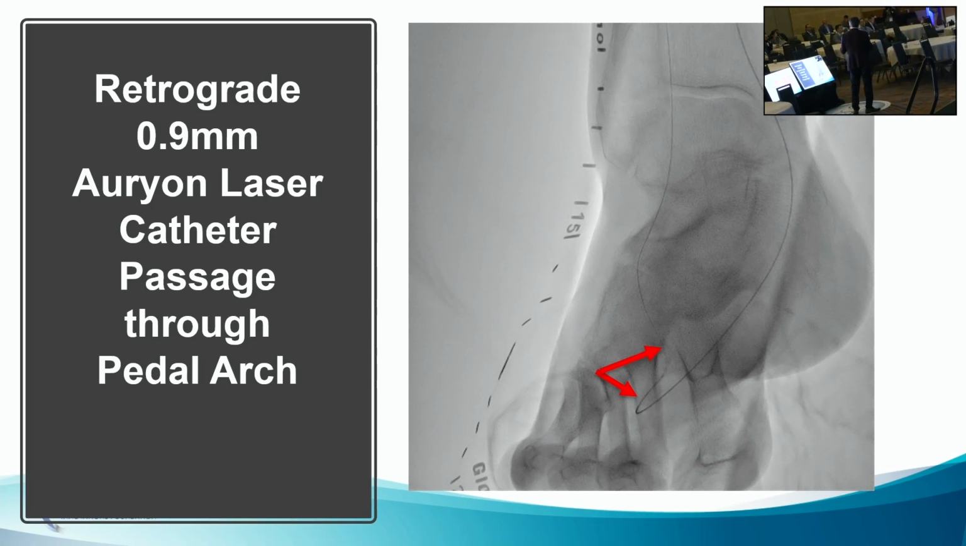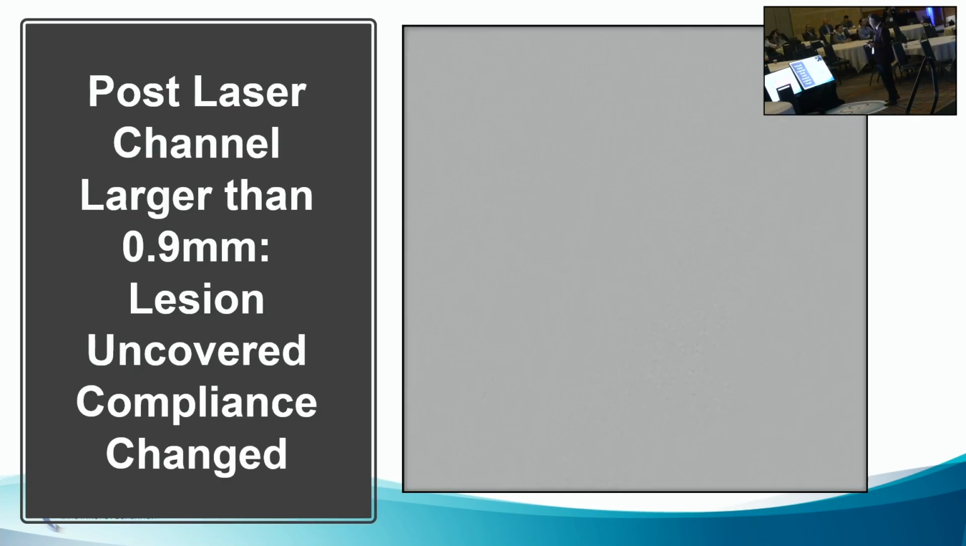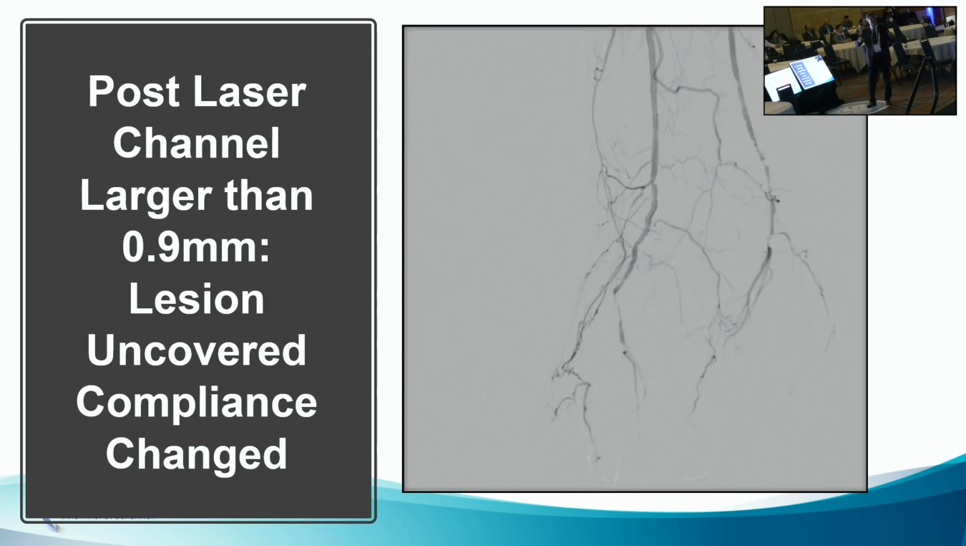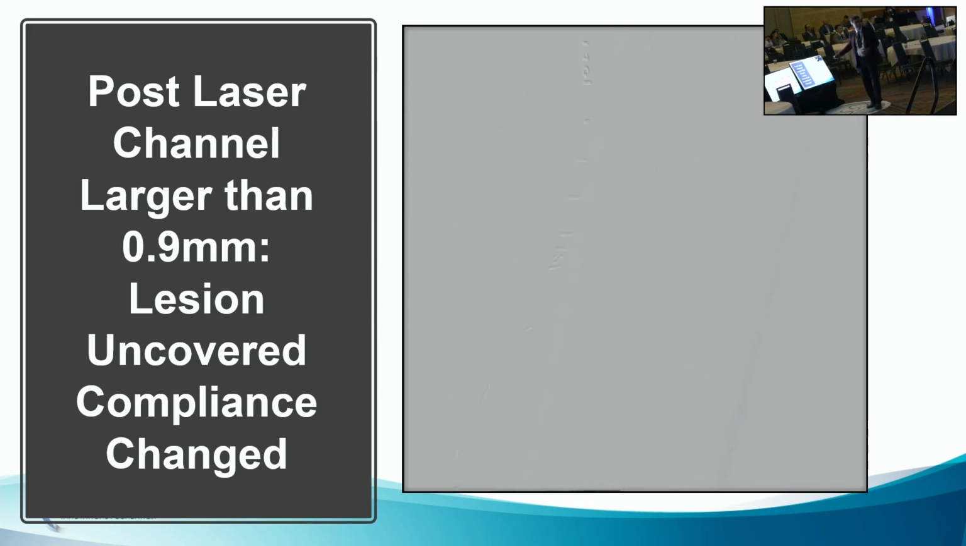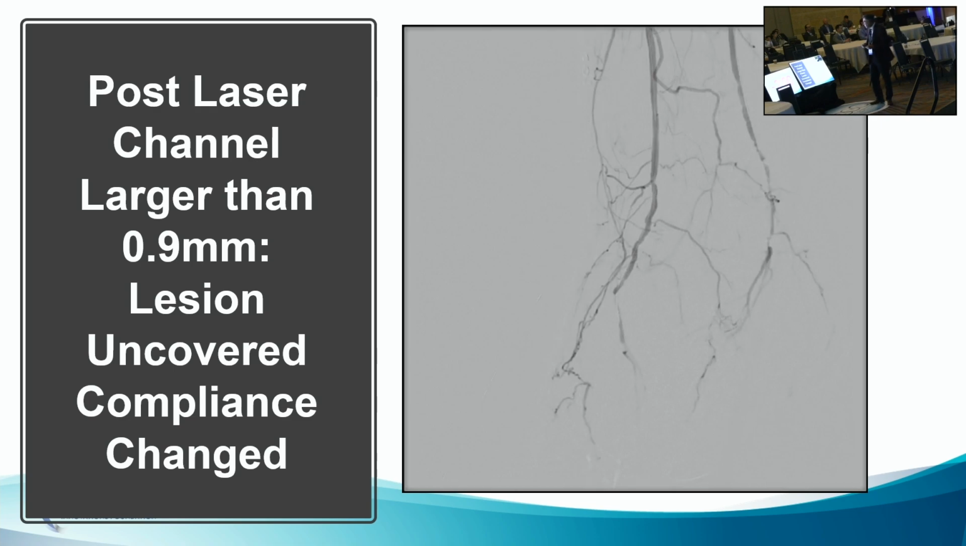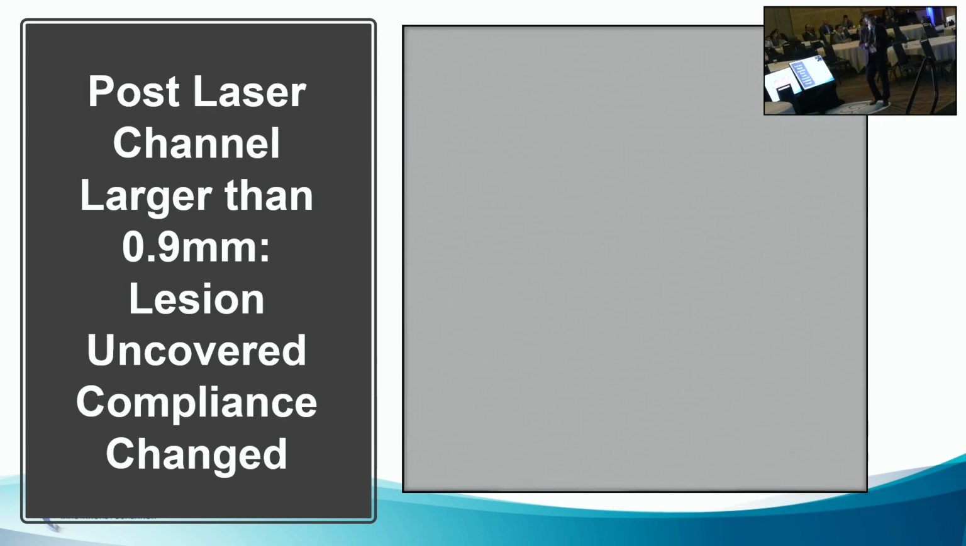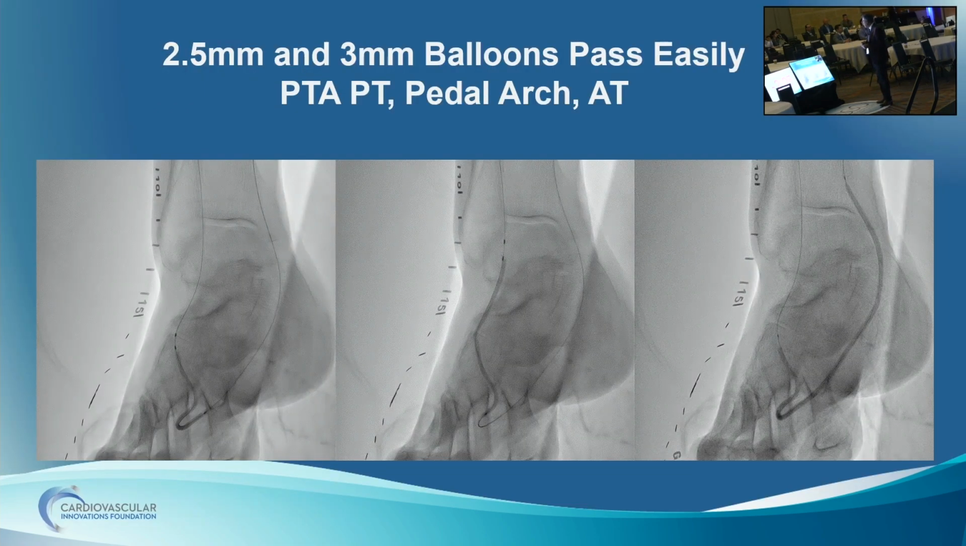So after doing this, it really didn't take a whole lot more to then bring balloons down. And you can see the laser channel that's created, again, to Subhash's point earlier, are we trying to get a big lumen, or are we just trying to change compliance? Well, did we get a big lumen? Not really. It's bigger than 0.9, but it's not much bigger than that. However, you can start to see the connection between the two sides pretty well. So now it's a matter of, can you get balloons down there? And sure enough, a 2.5 and a 3.0 balloon at the arch.